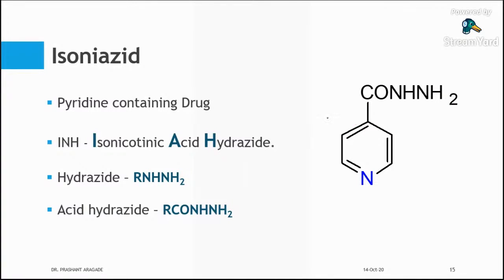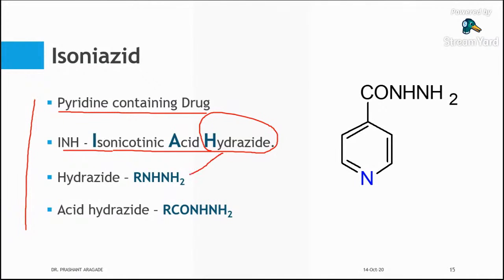If you know these 4 sentences, then you will be able to remember the structure of this. So the first sentence is what? Pyridine containing drug. So you first have to draw the pyridine. Isoniazide is also called INH, that is isonicotinic acid hydrazide. So the last word is what? Hydrazide. So hydrazide means what? NH2. The latter word is what? Acid. So acid hydrazide means what? It is CONH2. So you can replace this R with the pyridine ring.